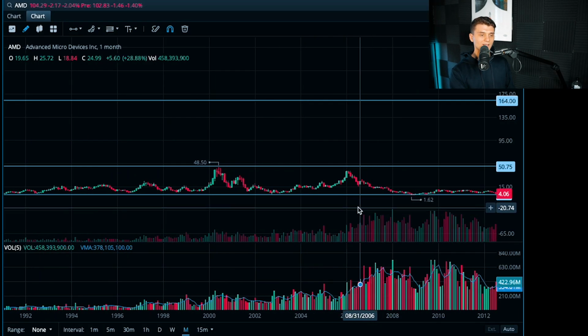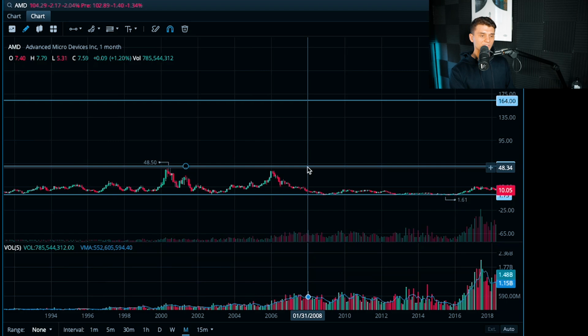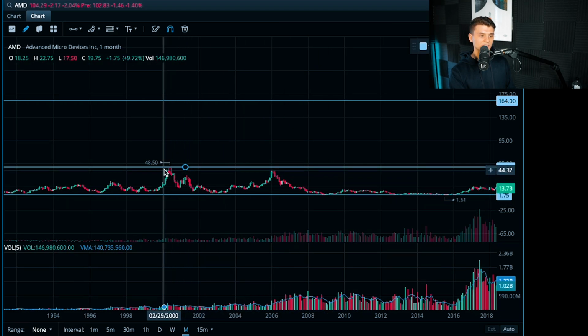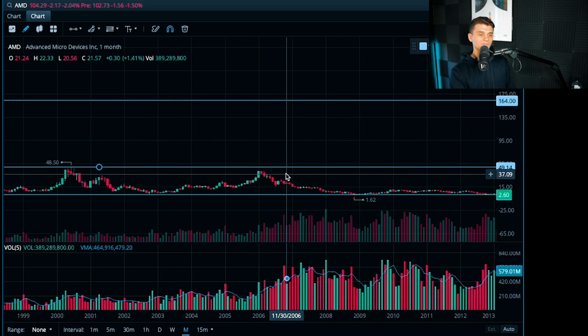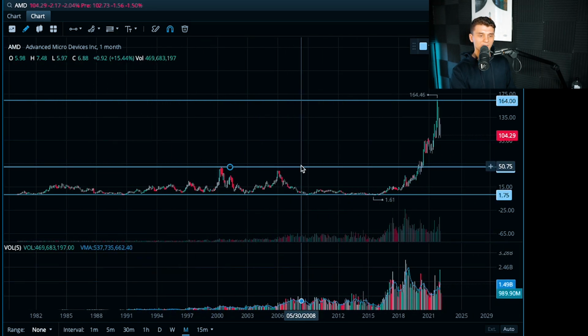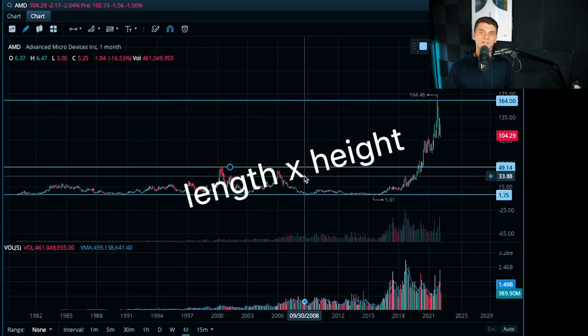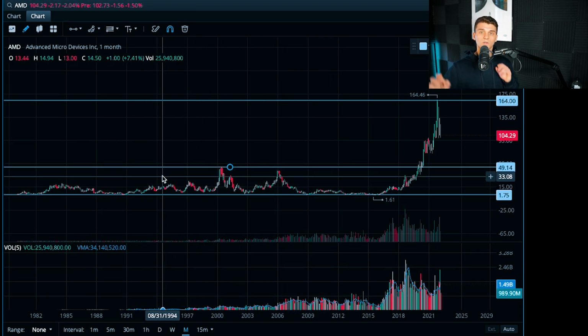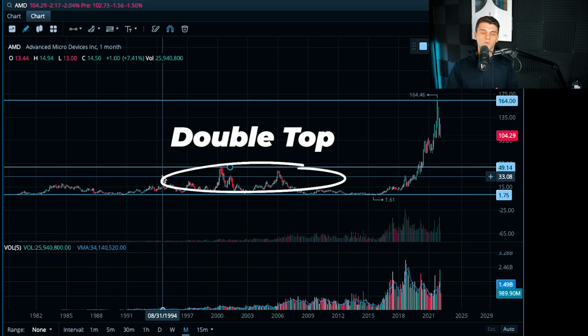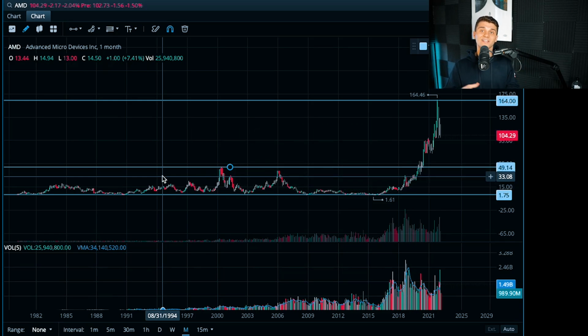Now, the reason that I'm marking this level is, as you can tell, this area was a pretty key area of resistance as we made that high once in 2000. And then again, we touched that area of resistance in 2006, right at that $45 level. So you know that this area between 45 and 48 is going to be a very strong area of resistance going forward, because we hit that area twice. So we quote unquote double topped at that $45 to $48 area. Even though it was 6 years apart and almost 20 years ago now, it's still very important because, as you'll see, this is an area of resistance that we encountered more recently.